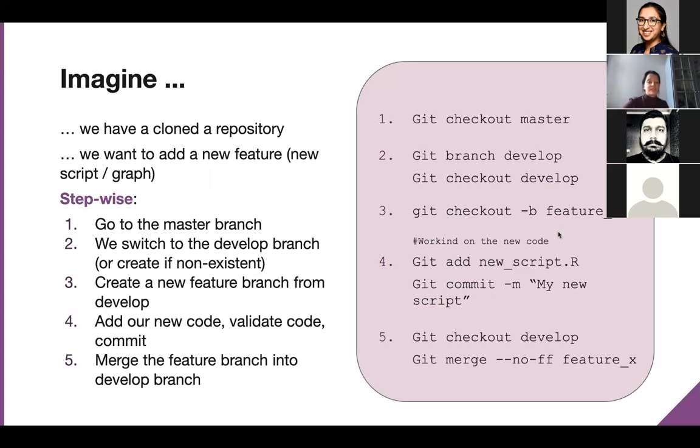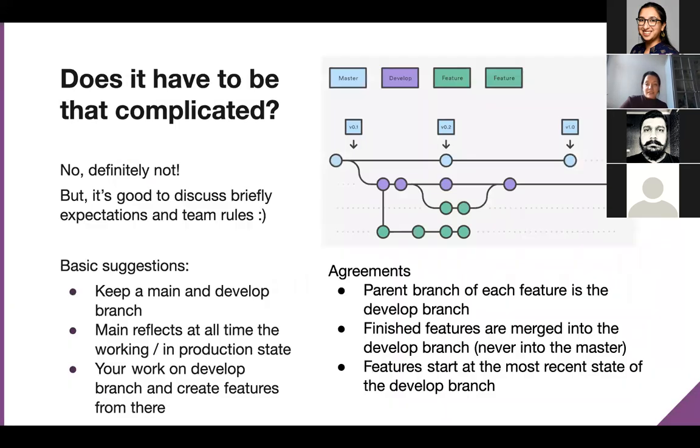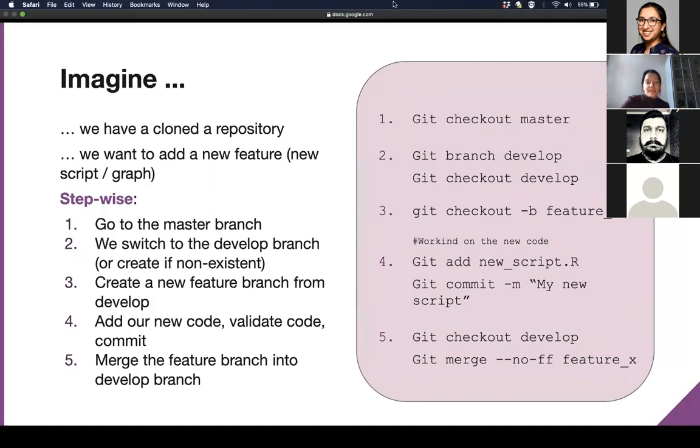Once you are done in different stages, depending on the complexity, you add the changes that you have done on your new script and you commit them. Once you are done, you would go to git checkout develop, and then you would call git merge --no-ff and the feature branch name. And with that, you would basically create something like this. So we moved from the master to the develop branch, from the develop branch to the feature branch, worked on our code, and then combined it back to our develop branch. Are there any questions to this part?